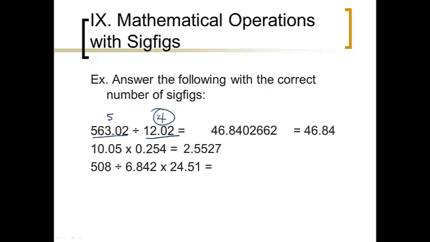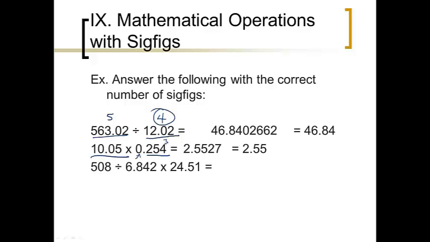Second one comes out to be 2.5527. Now, first answer has 4 sig figs. Second one, those are the only sig figs that are there. You do not count the 0. So this one has 3 sig figs. So my answer should have 3 sig figs.